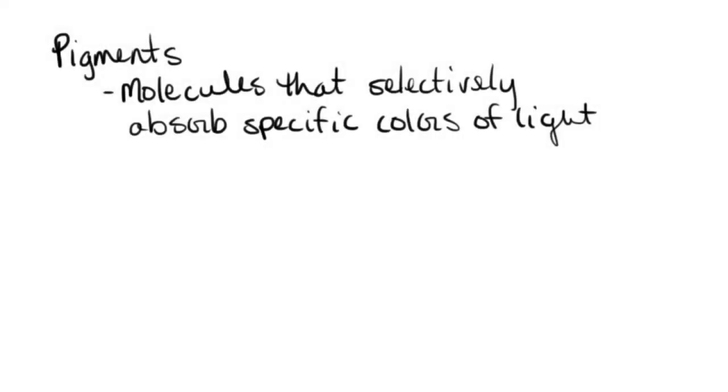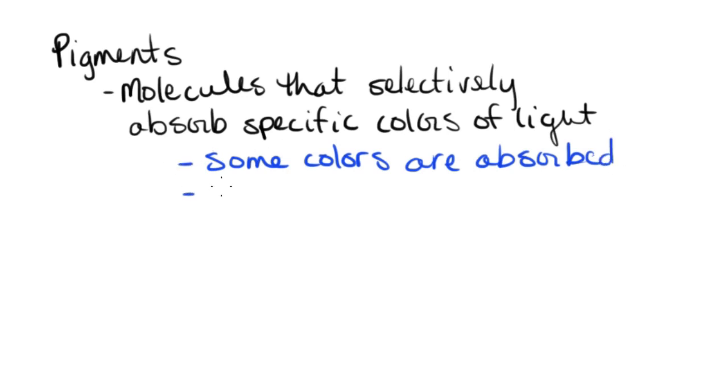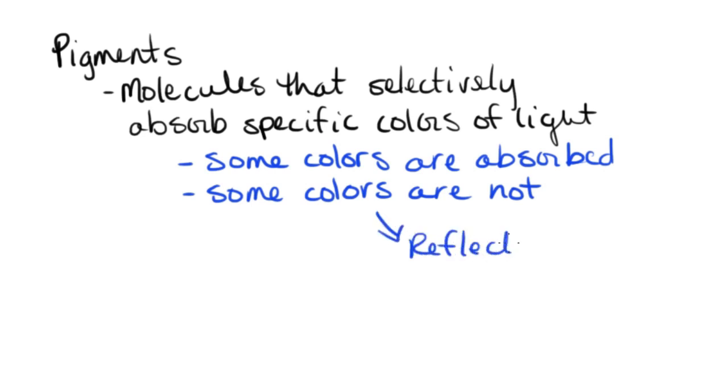Pigments are molecules that selectively absorb specific colors of light. So what we mean by that is that some colors are absorbed, and then we'll have some colors that are not absorbed. And what that means is that these colors that are not absorbed are going to be reflected from that pigment molecule.